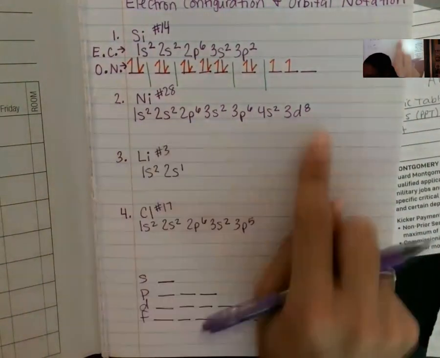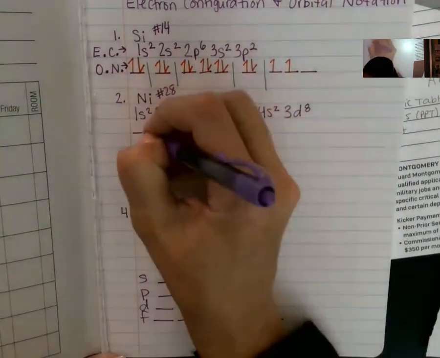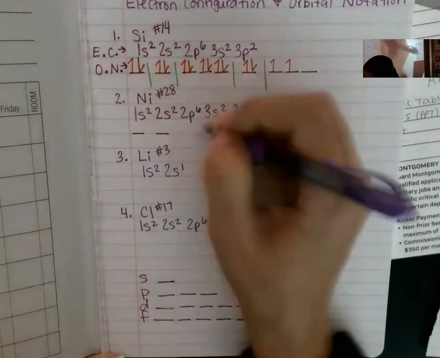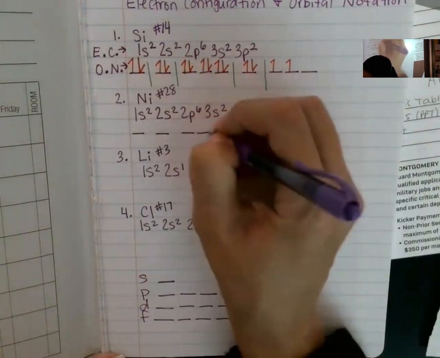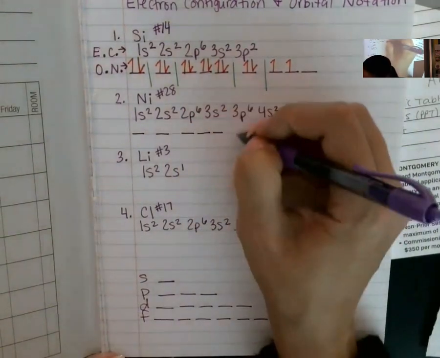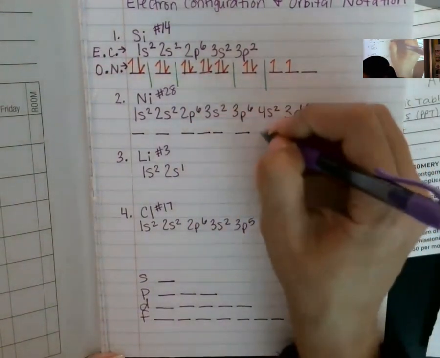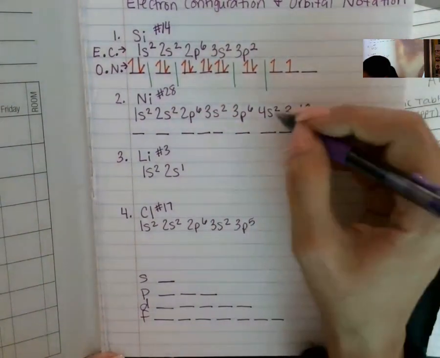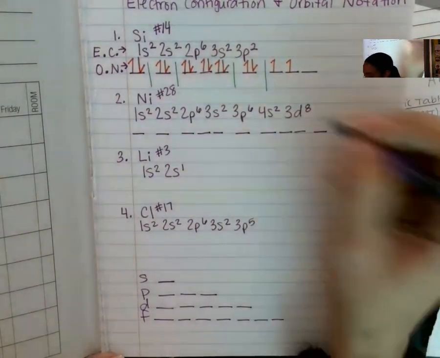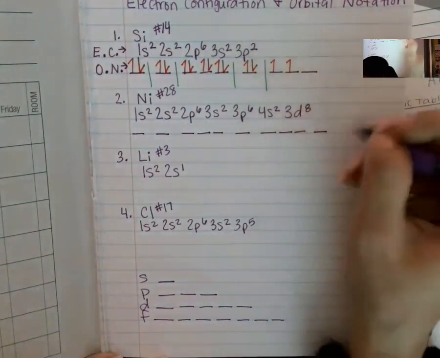Let's draw out all the spaces. We have S is 1 space, P 3 spaces, S 1 space, P 3 spaces, S 1 space, and D has 5.